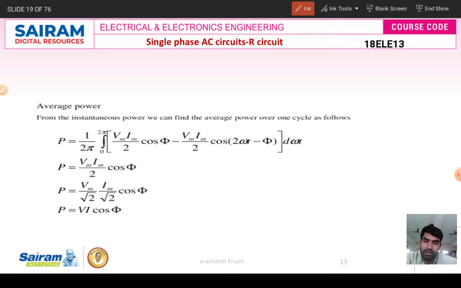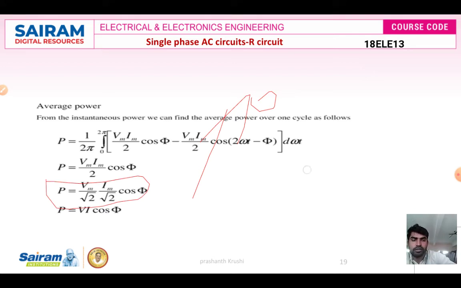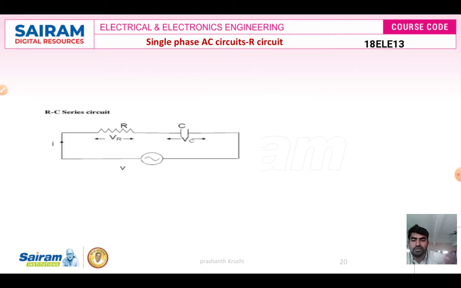After integrating, the average power is 1 by 2 pi, integral from 0 to 2 pi, of Vm Im by 2 cos phi minus Vm Im by 2 cos(2 omega t minus phi). This second part becomes 0 after integrating, so we get only the first part. The 2 pi gets cancelled, and taking upper limit minus lower limit, we get power equal to VI cos phi for the RL circuit. And what about the RC circuit? The RC circuit is the same.